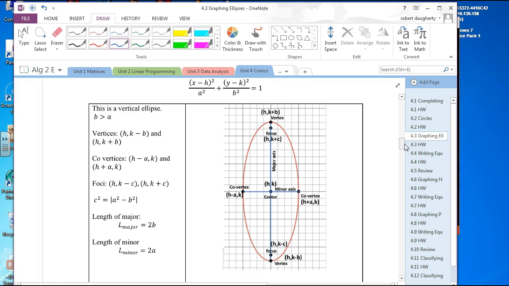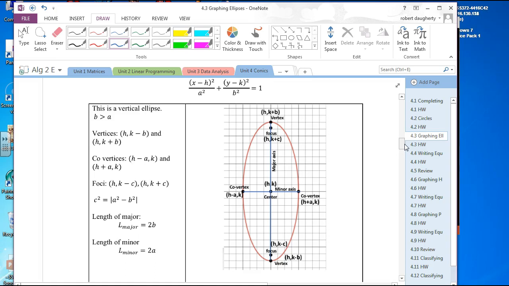And like I said, this kind of stuff, don't worry about memorizing this. Just acclimate yourself to, I know the center is here. Whatever I have here, vertex or covertex, that's A. Whatever I have here, vertex or covertex, that's B. Okay. And then what you've got to figure out is the focus.